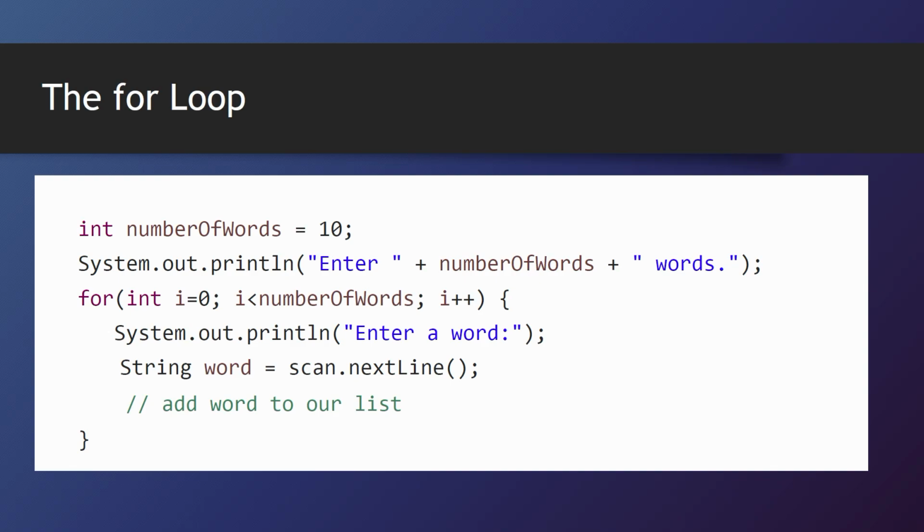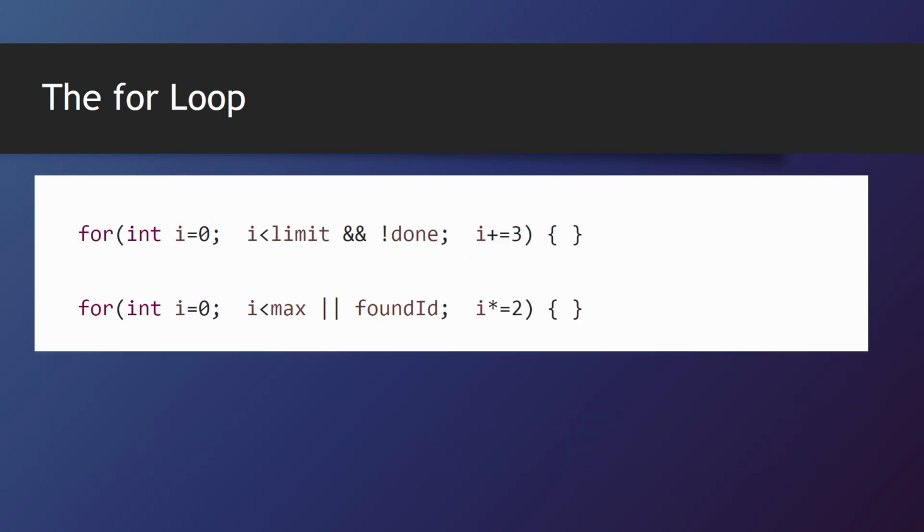In this example here, we're reading in 10 words from the user. Note that all sections of the for loop are technically optional, but it's best to include them all to enhance readability. You'll most often see increment and decrement statements like i++ or i-- for the update, but the update can be any arithmetic expression.